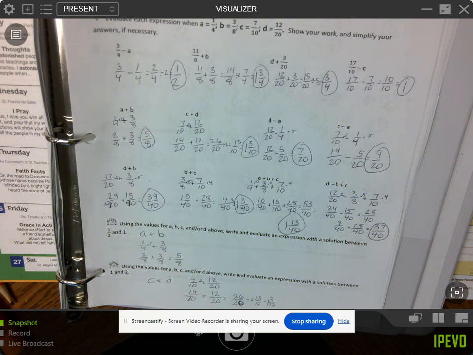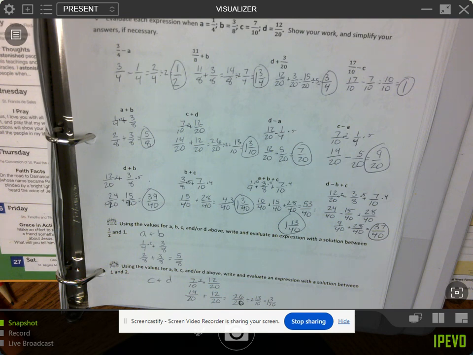Amanda. So D plus B, I got 1 and 6/20. You did not simplify. 6/20, it would be 1 6/20. We have to divide that by a 2. That's how I got 3/10. So 6/20, you just didn't go down low enough.